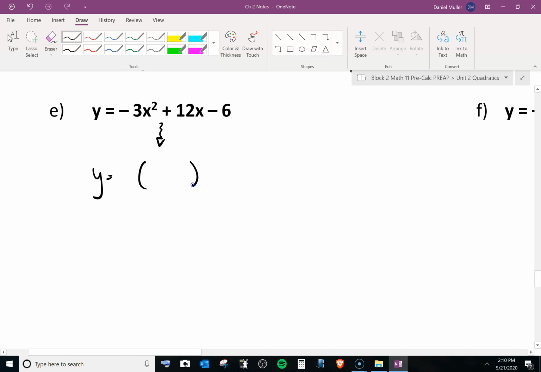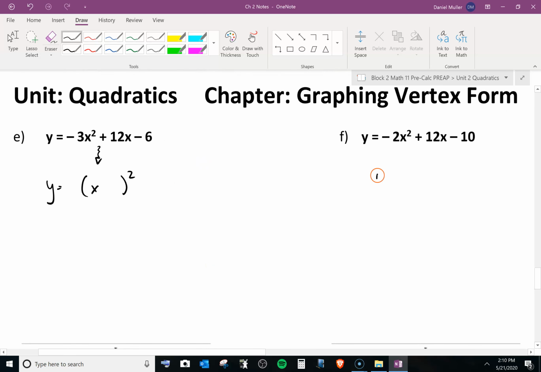So the first thing, and I'll do this at the same time over here, we're trying to create this square. The very first thing is you just take down whatever the a value is. So this is called the a value, the very first value, and it's -3. And over here, the a value is -2. So that's where we start.